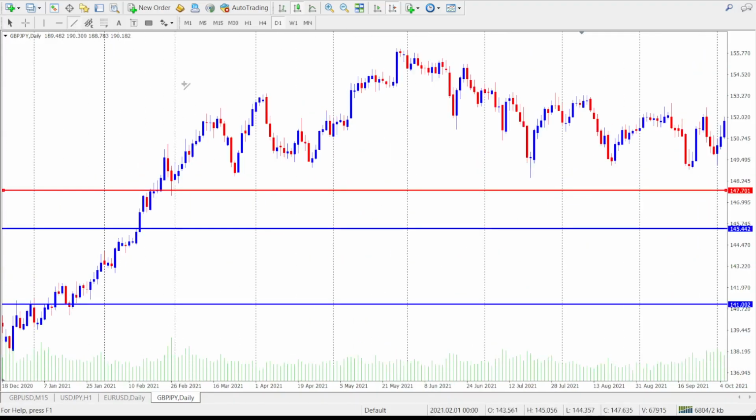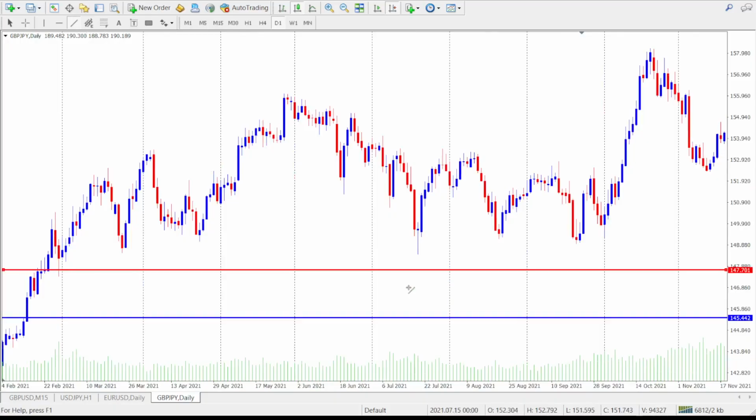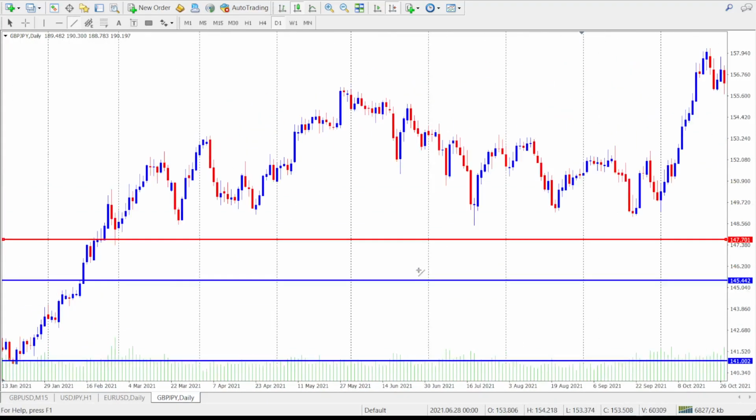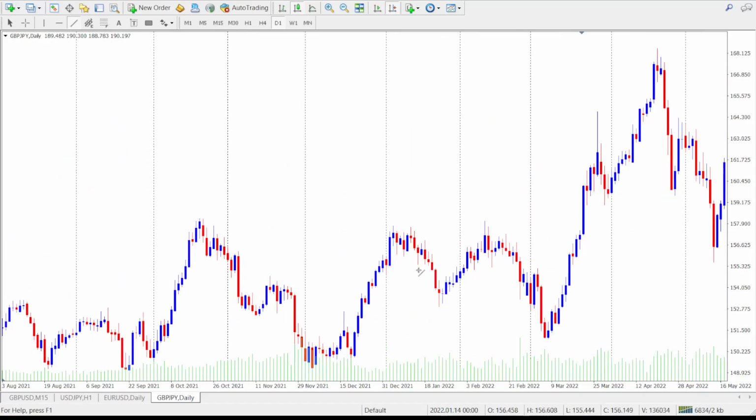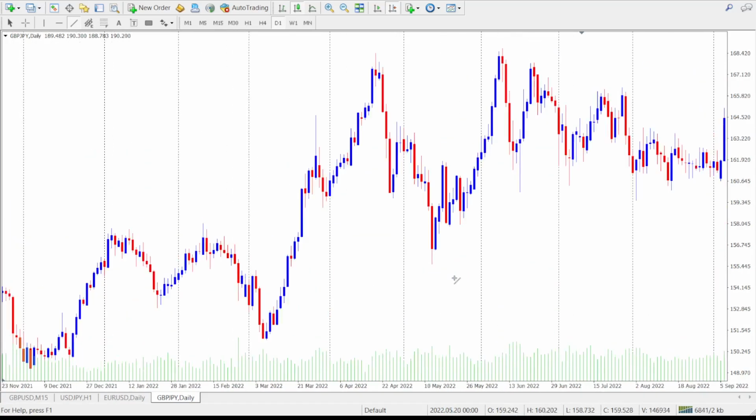Okay, I don't think this is exactly a flag, but okay, let's see. Okay, I think we have kind of a flag here. It's a rectangular consolidation. Can you see this is the flag pole, right? And then can you see this resembles a flag, right? You can see the shape looks like the shape of a flag. That's the reason why it's called the flag pattern.